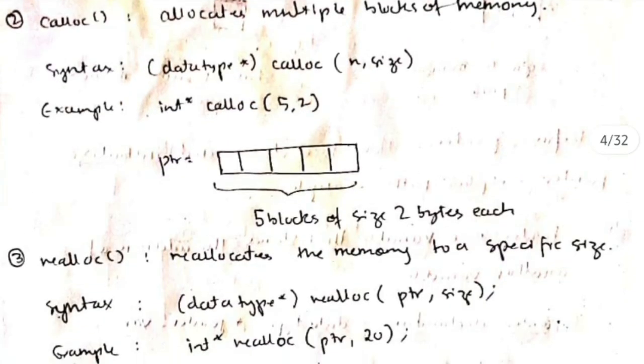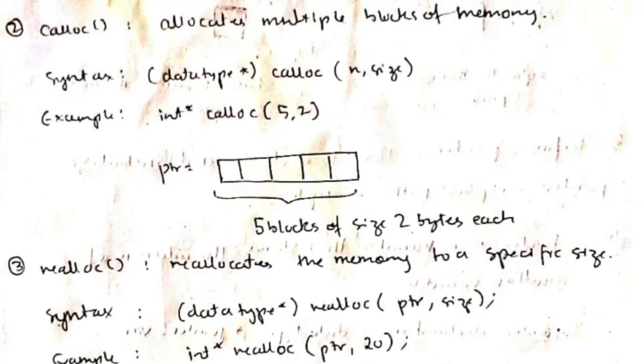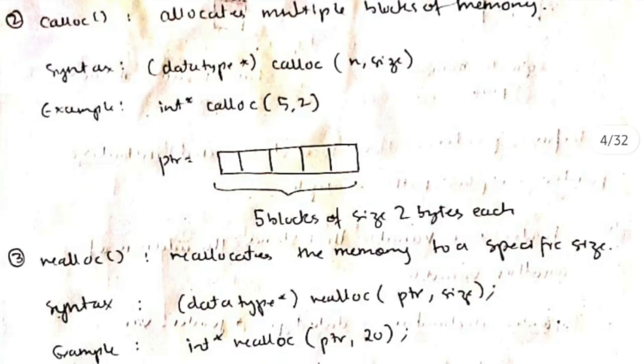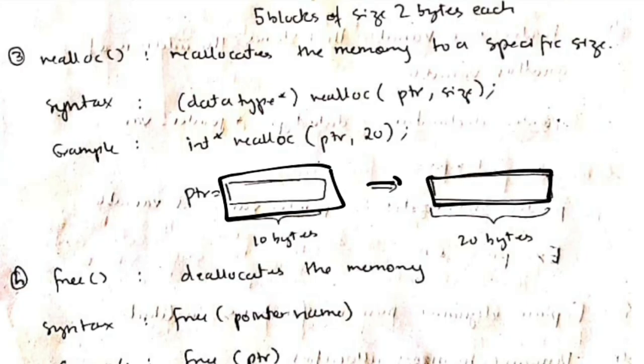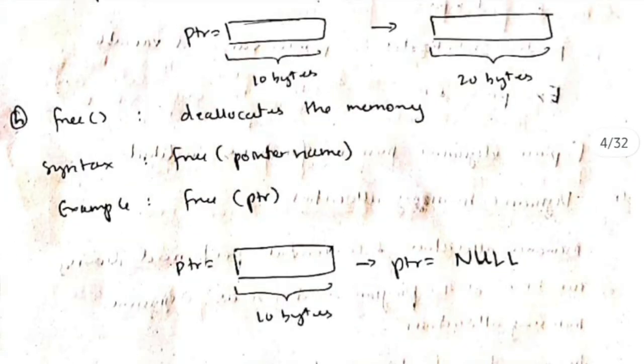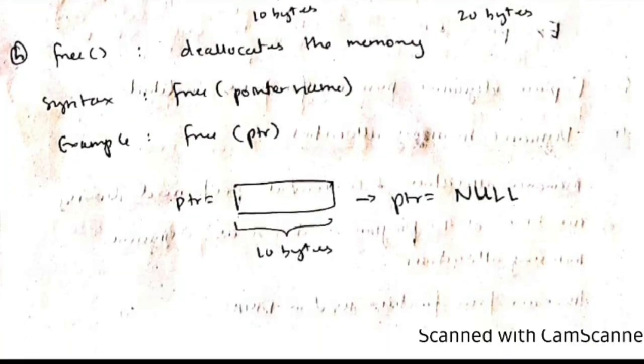In calloc it's the same thing, but it will be having divisions. Like if you initialize calloc(5,2), that will allocate 5 blocks of memory, each of size 2 bytes. And realloc means if you want to change the size of the memory from 10 bytes to however many bytes you want, you will use realloc. And free means if you have used the pointer and you don't need it anymore, you can use this free operation to deallocate the memory.